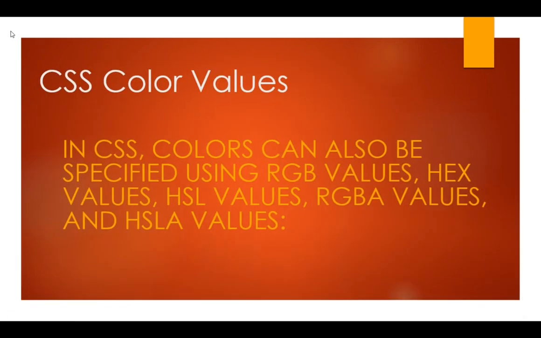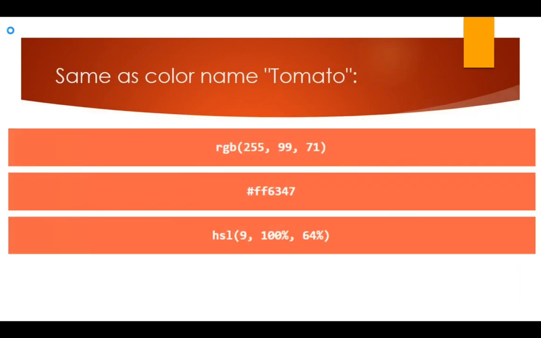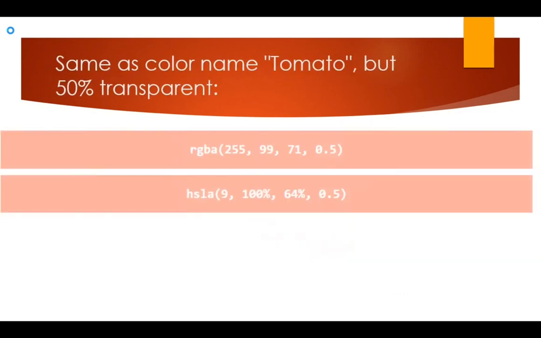So going to our topic, we have already seen the RGB value, hexa value, HSL value, RGBA value and HSLA value. RGBA and HSLA have an alpha value, that is 50% transparent, and we saw this same as the color name tomato, but 50% transparent. So this is the example we have already completed. If you missed it, I will give it in my description so that you have some idea of what I am telling.